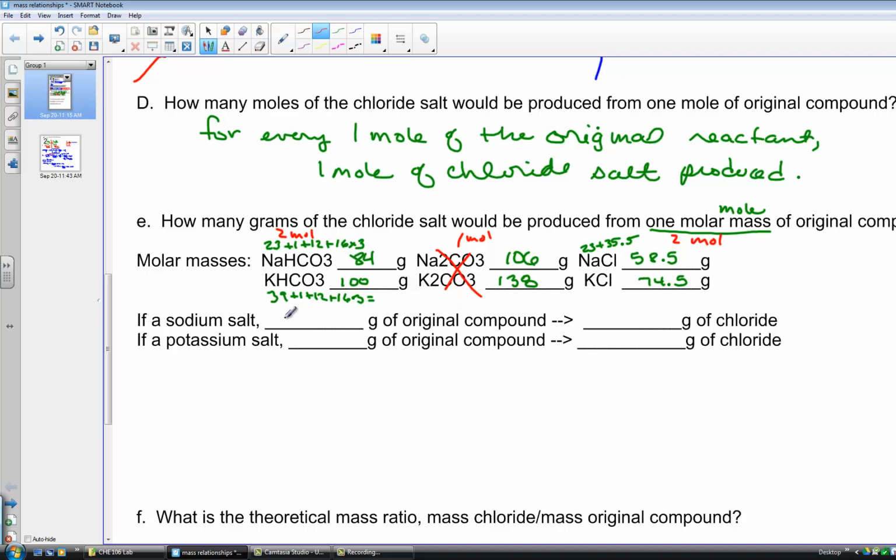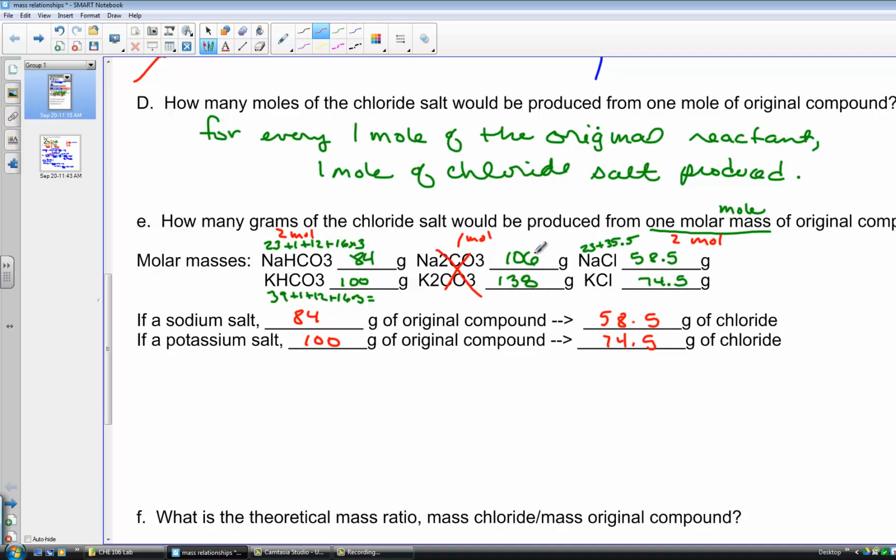If we started with a sodium salt, 84 grams would have produced 58.5 grams of chloride salt, a direct relationship. If I had 100 grams of the original reactant, I'd have 74.5 grams of the potassium chloride salt, a direct molar ratio.